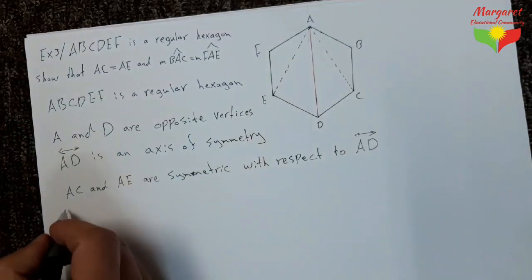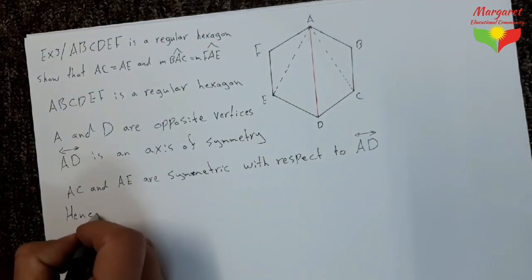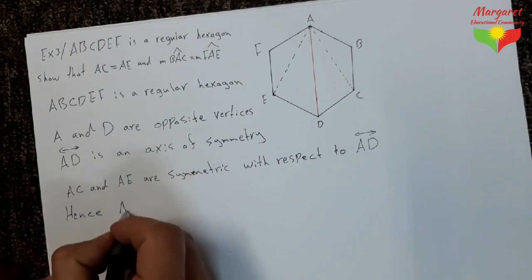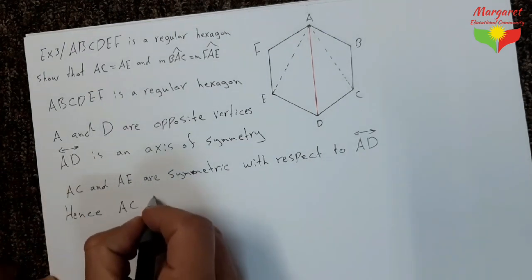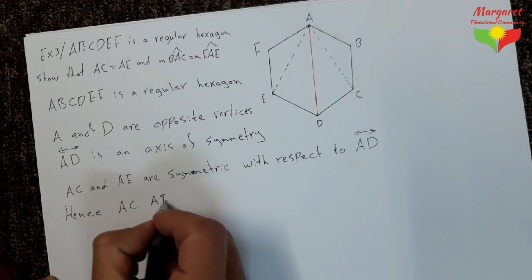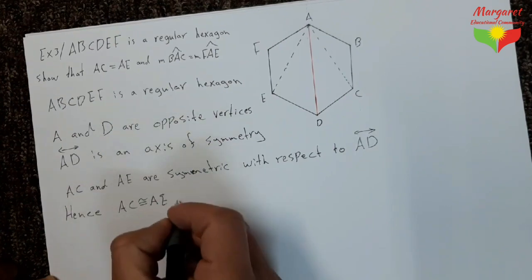Hence AC and AE are congruent, then they are equal.